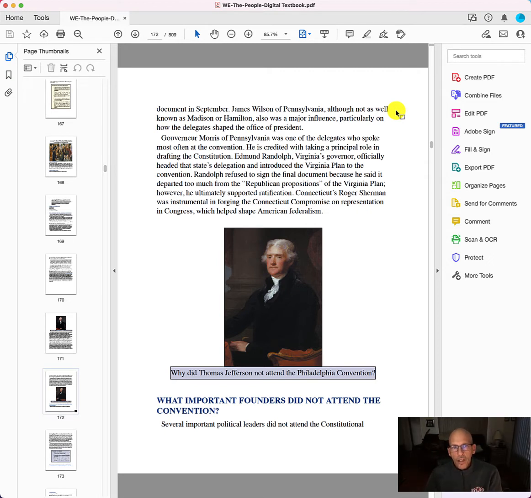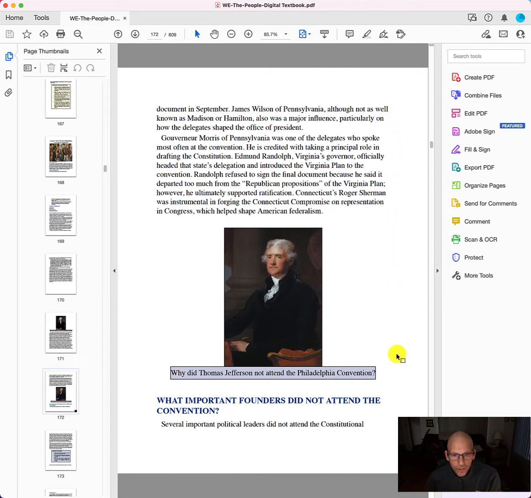Edmund Randolph, Virginia's governor, officially headed that state's delegation and introduced the Virginia plan to the convention. Randolph refused to sign the final document because he said it departed too much from the Republican propositions of the Virginia plan. However, he ultimately supported ratification. Connecticut's Roger Sherman was instrumental in forging the Connecticut Compromise on representation in Congress, which helped shape American federalism.